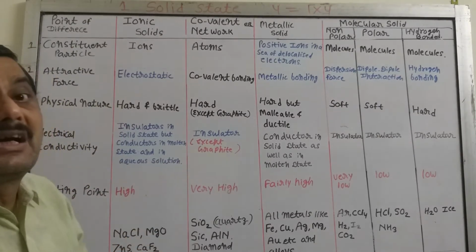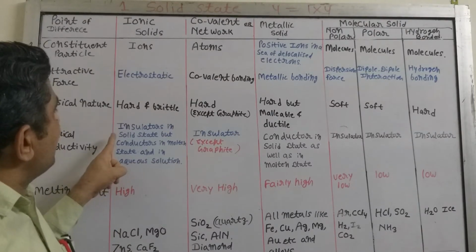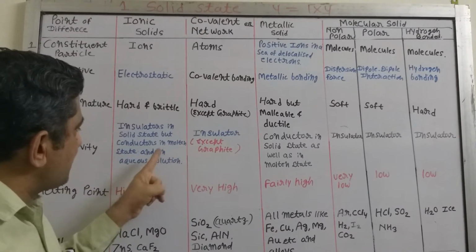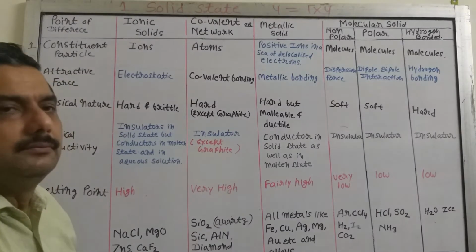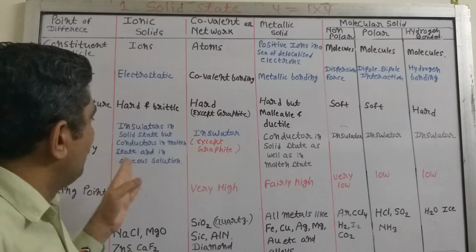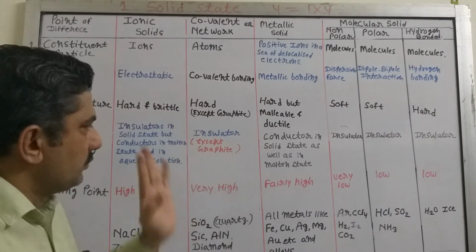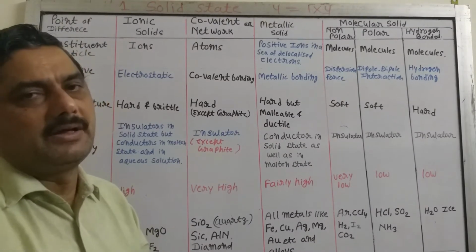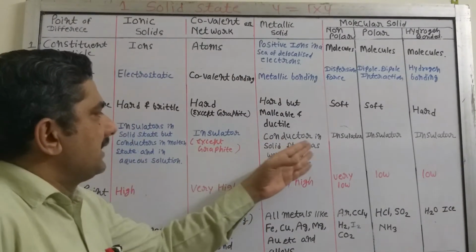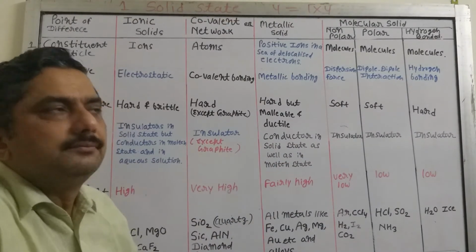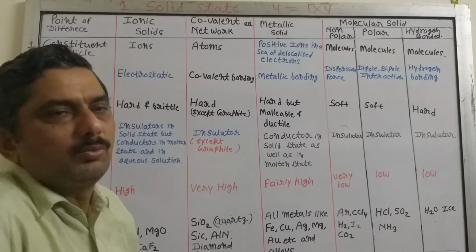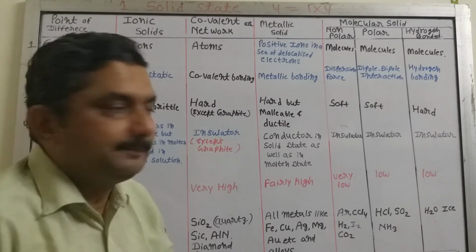Fourth one, electrical conductivity. Ionic solids are insulators in solid state, but conductors in molten state and in aqueous solution. They are bad conductors in solid state, but in molten state or in aqueous solution, they behave like conductors. Covalent solids are insulators. Exceptional is graphite. Graphite is a good conductor. Metallic solids are conductors in solid state as well as in molten state. While molecular solids, all these three types, non-polar, polar, and hydrogen bonded, are insulators or bad conductors.